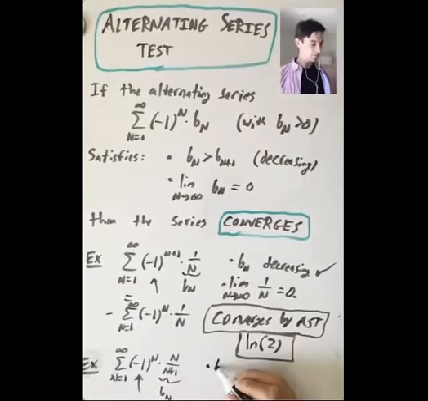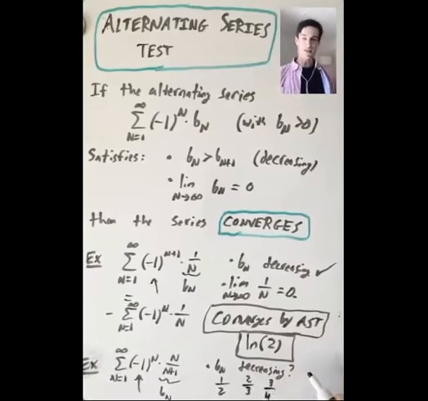And okay, is bn decreasing? What do you think? Well, we have 1 over 2, then 2 over 3, then 3 over 4. So this is an alternating series, but bn is not decreasing. So the alternating series test doesn't tell us anything about whether or not this series converges.